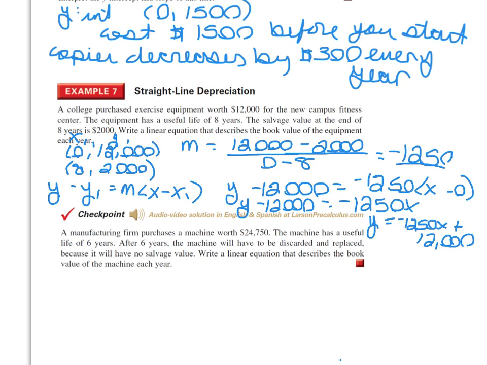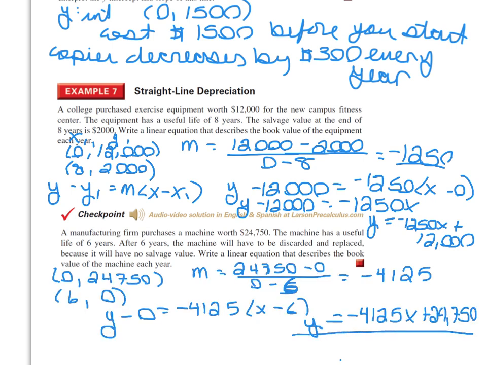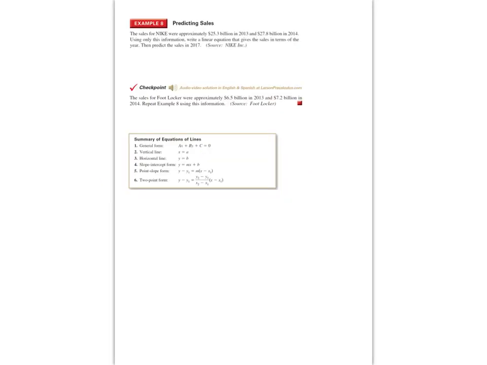Okay. Let's see, the checkpoint here, I want you to go ahead and give it a go and then come back when you think you have it. And the final answer is right here. All right, let's zoom on.